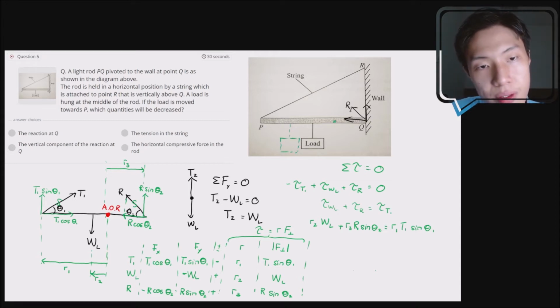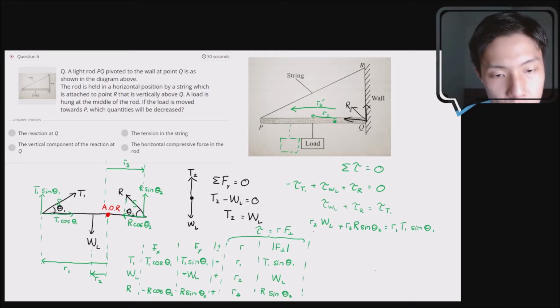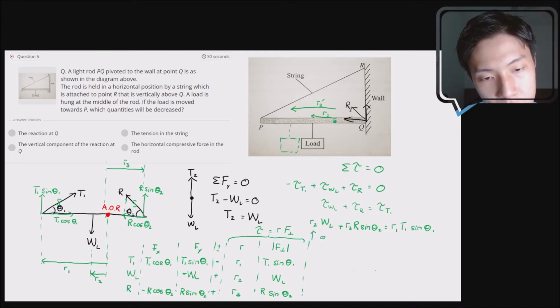Definitely before that you have a shorter distance. This is the shorter distance R2. Now your new distance is a greater distance R2. So what you know from here is that R2 will increase. The weight is still the same weight, constant. The distance from the axis of rotation to the reaction force is still constant.